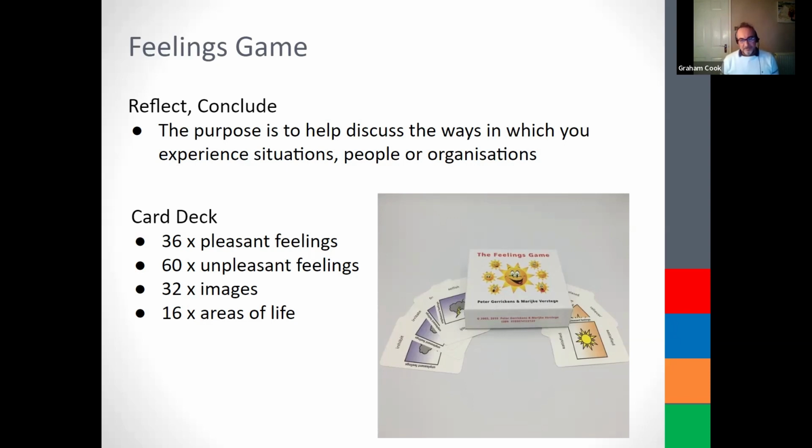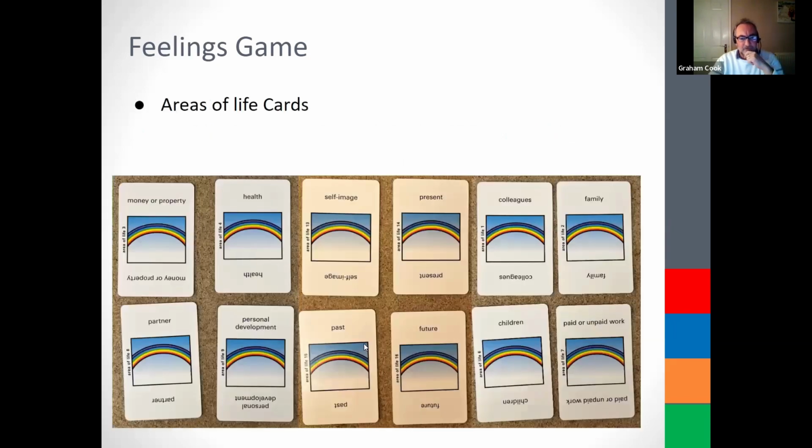Again, I haven't asked Peter, but I think I should, why he's got 36 pleasant feelings but can come up with 60 unpleasant feelings cards. But we won't go into that too much. There are also 32 image cards that I touched on earlier, which might be useful if English isn't the first language, and 16 areas of life, which you can see some of here. I wouldn't use these in review, because anytime we're doing a review, what I'm talking about is in a business context. There are obviously lots of other contexts in which you could use the subject and discuss feelings.